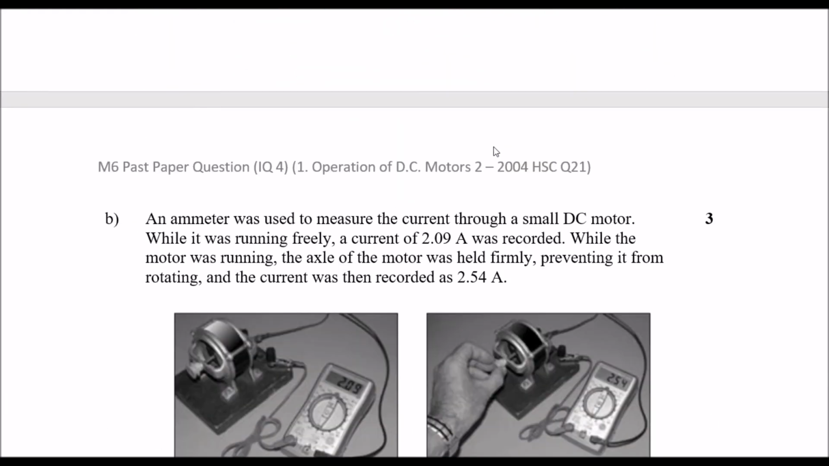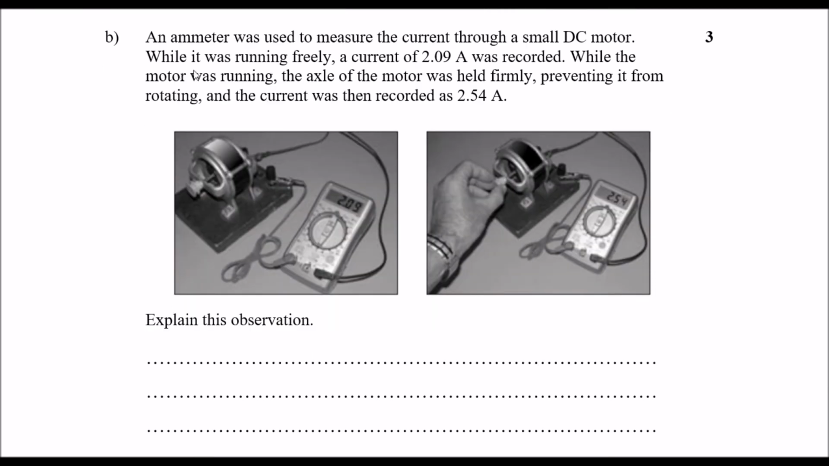Okay, let's move on to question B, which is the last question here. So with question B, we have an ammeter that was used to measure the current through a small DC motor. While it was running freely, a current of 2.09 amps was recorded. The axle of the motor was then firmly held, preventing it from rotating, and that's when we recorded a current of 2.54 amps. So explain this observation. Okay, so what's happening here is we are obviously preventing a change in flux, and by holding this axle here, we're preventing it from rotating, so preventing change in flux. And obviously, as a consequence, if there's no change in flux, there is a reduction of EMF being produced, back EMF that is. And so that would increase our net voltage.